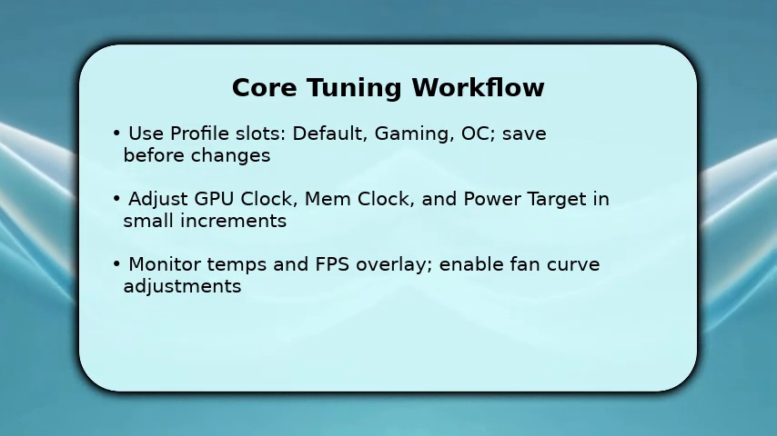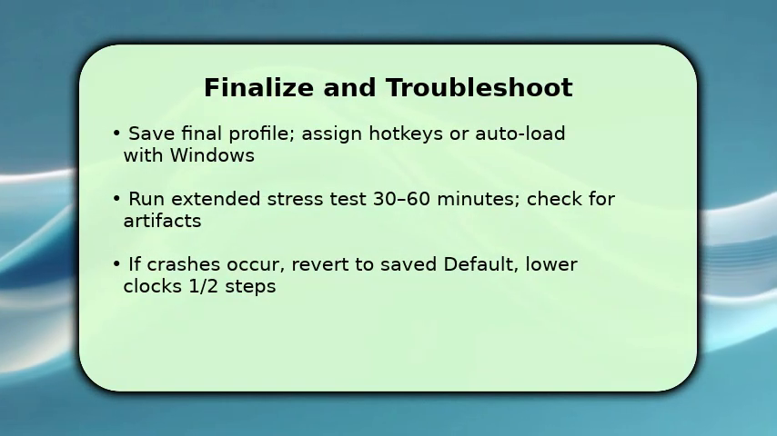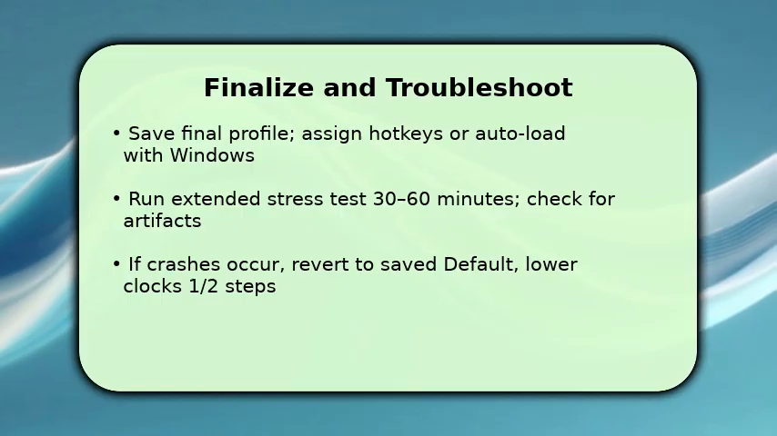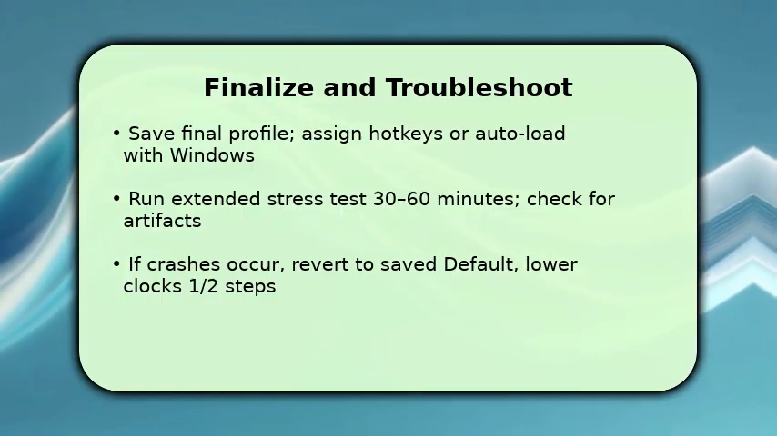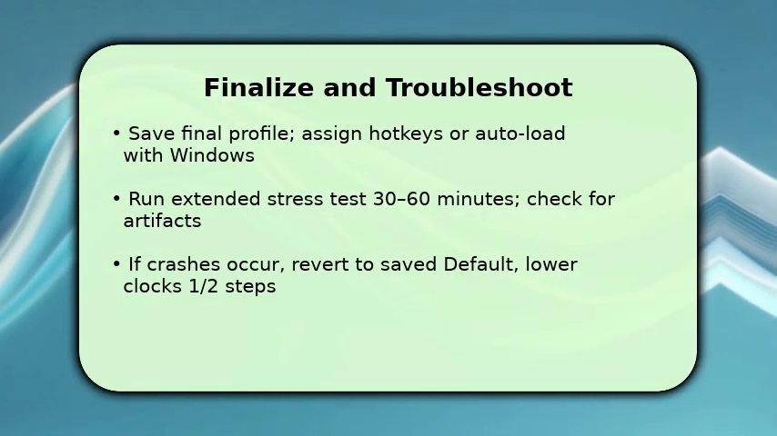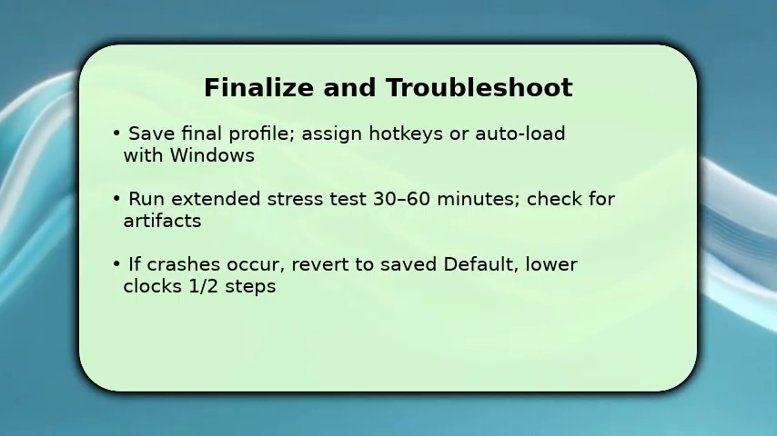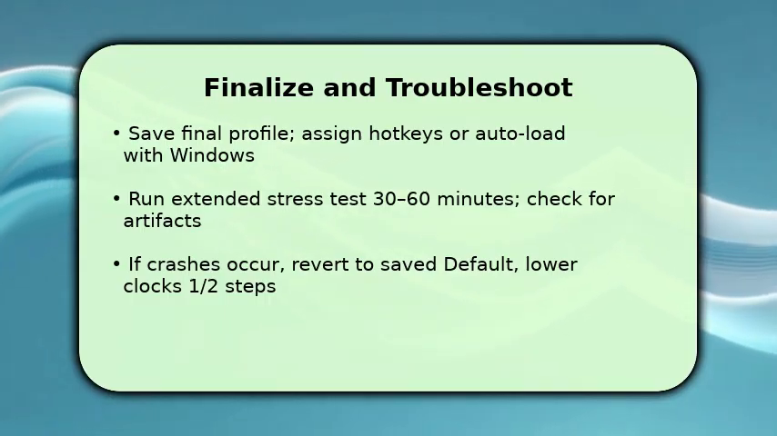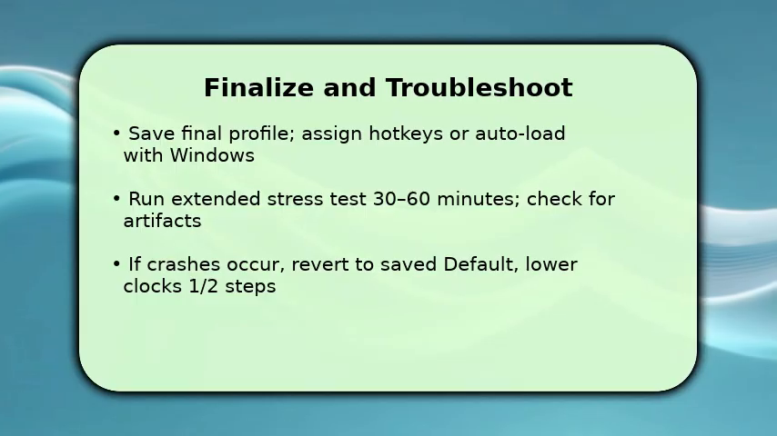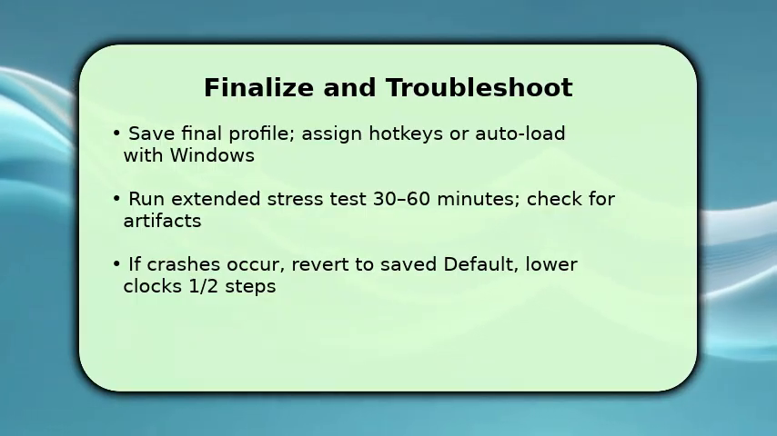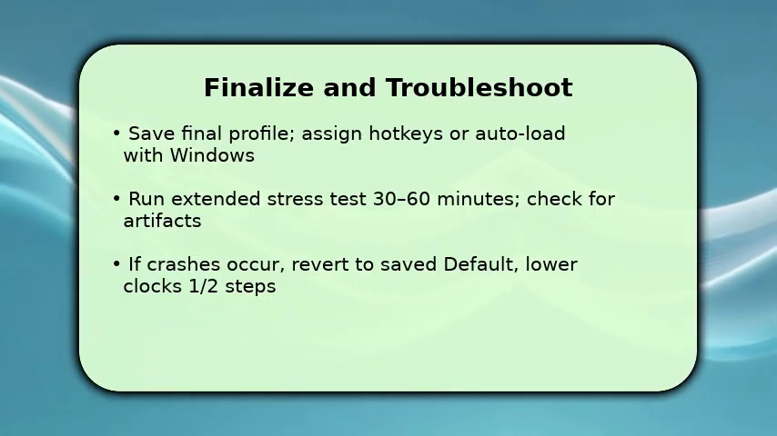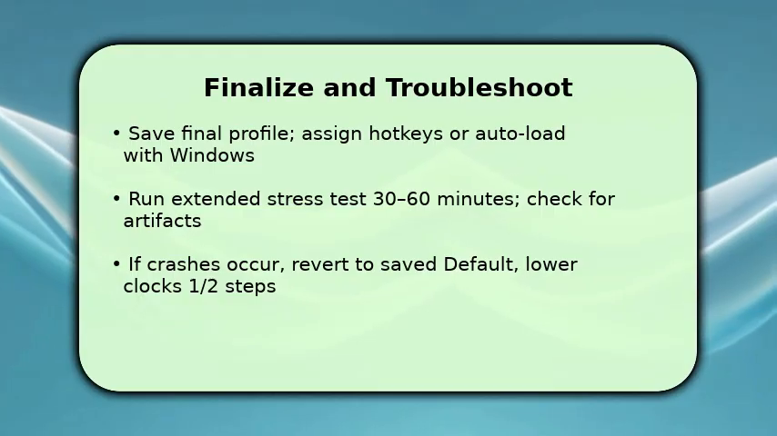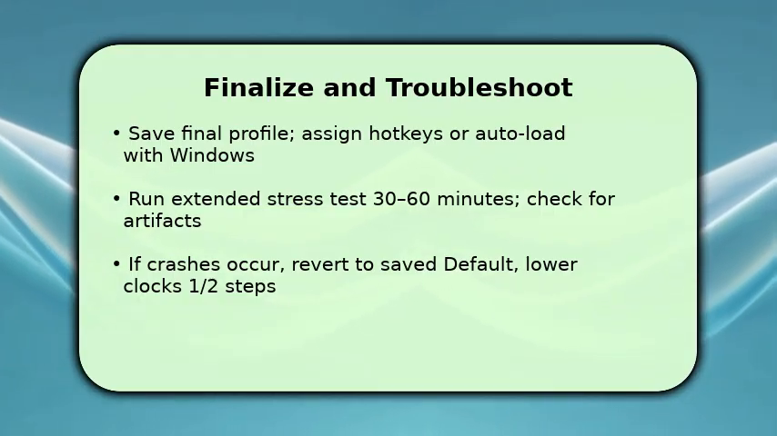change. You finish by saving the working profile and configuring it to auto-load with Windows or bind to hotkeys for quick switching. Then run an extended stress test for 30 to 60 minutes while watching for artifacts, throttling, or instability. This confirms long-term reliability. If you encounter crashes or graphical glitches, immediately revert to your saved default profile, reduce clocks by 1/2 of your last increment, and retest. Finally, make incremental changes and document settings so you can replicate stable results.